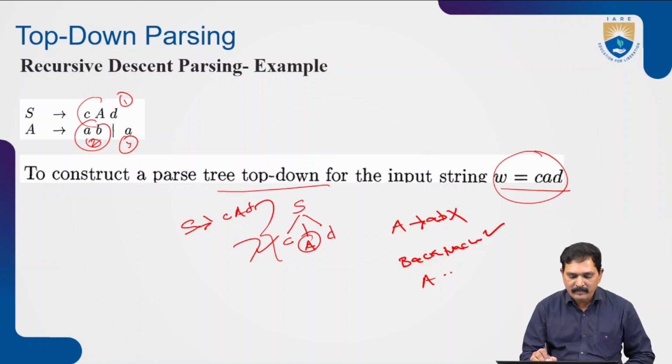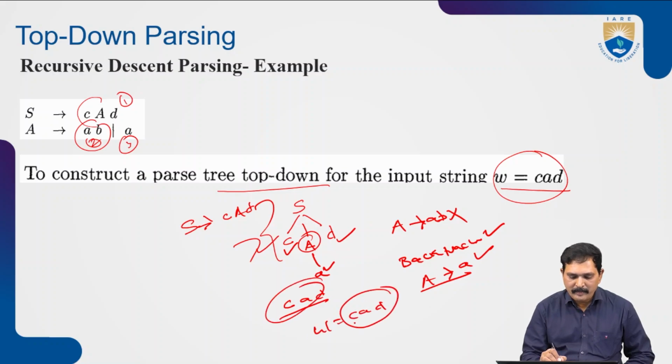Now you go for alpha with the backtracking step. A implies A, that should you select. So now we have to check what the symbols are. C A D. Okay, here C is there and A is also there. Small d is there. Our expected string is CAD, so in this case both are to be matched.